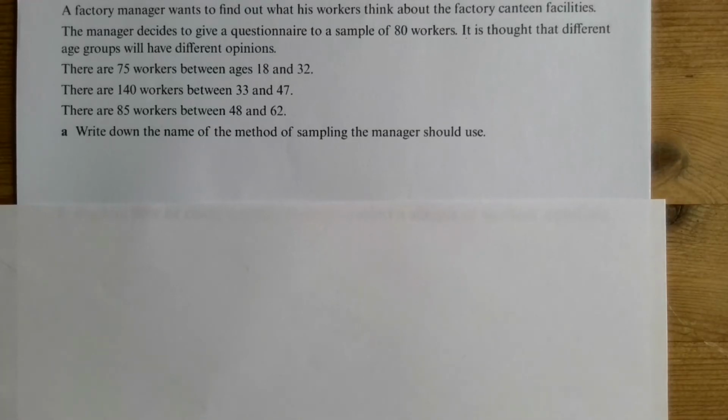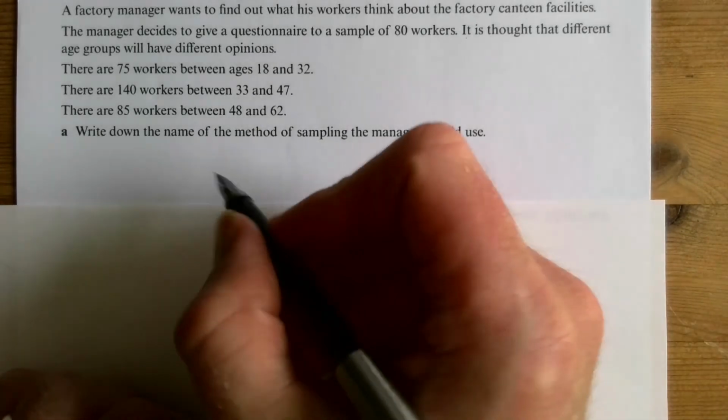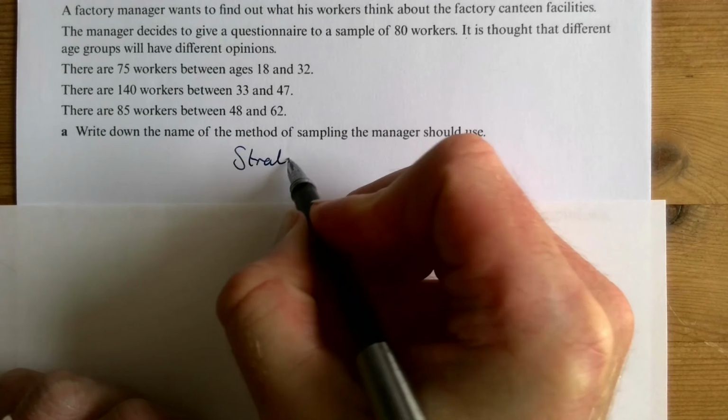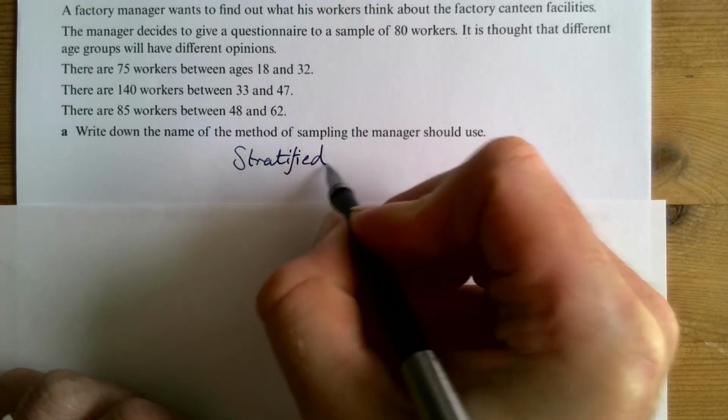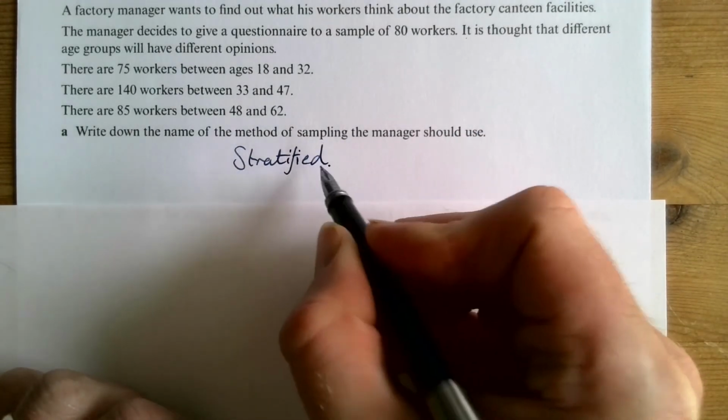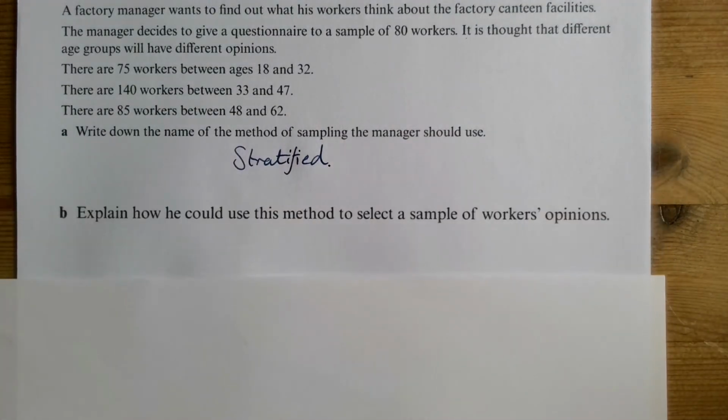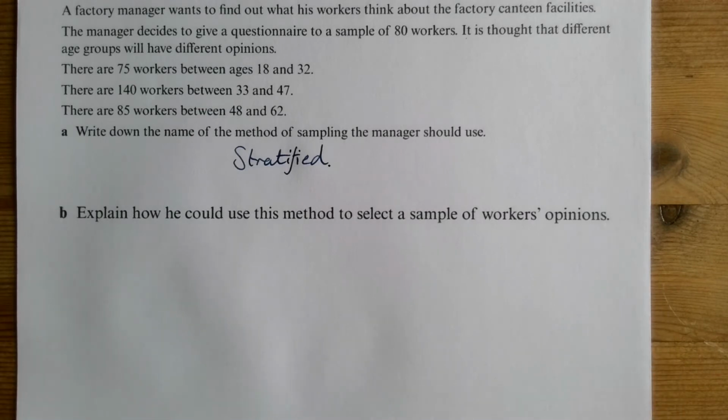Next question. Take a minute or two to write this whole question out and then have a think. So because you've got different ages and it says that they're thought to have different opinions for different age groups, it's obviously important to have that represented proportionately across, so it's stratified sampling that we need, because sampling's in the question there, you just need to write stratified. And the next part is explain how he could use this method to select a sample of workers' opinions.